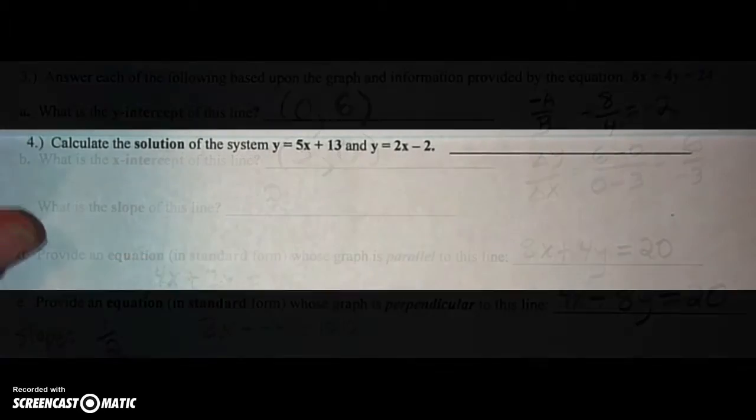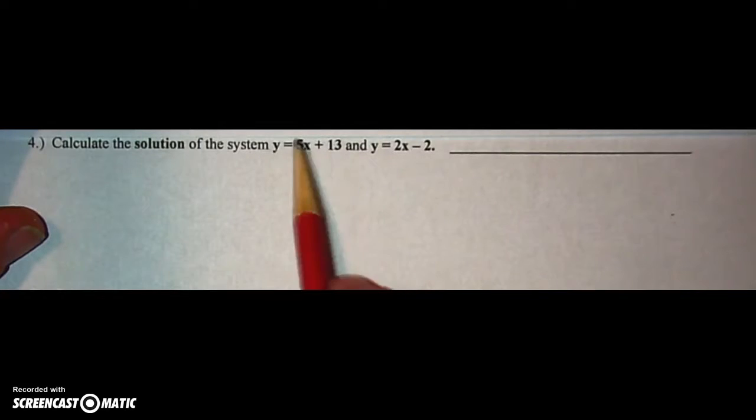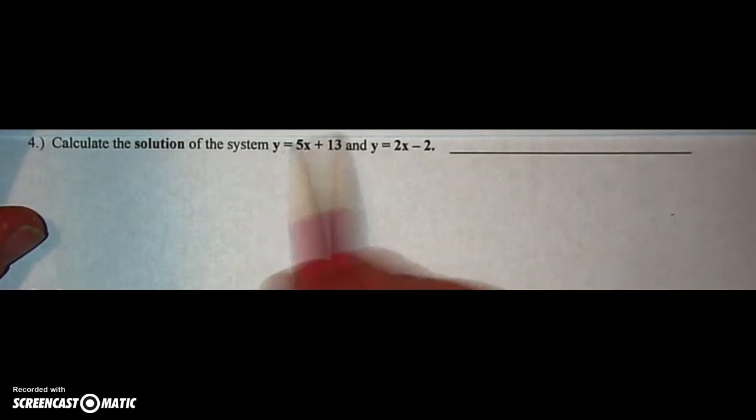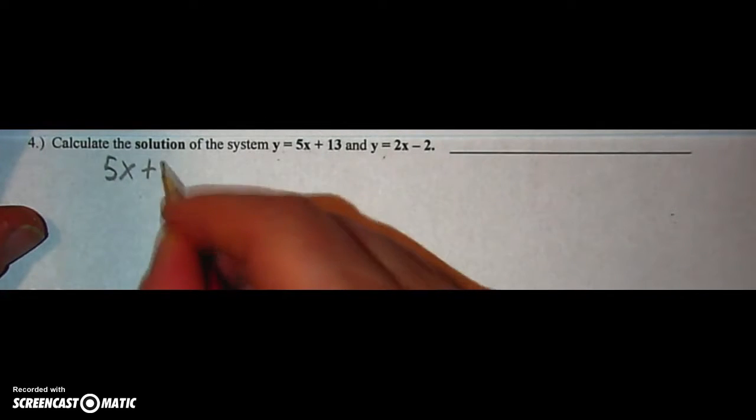Look at question number 4. It says, calculate the solution of the system y equals 5x plus 13 and y equals 2x minus 2. Well, we know both of these are in slope-intercept form, and we also know that if two things are equal to the same thing, we can set them equal to each other, and that's what helps us find the solution to this system. So since 5x plus 13 is equal to y and 2x minus 2 is equal to y, we can set these two equations equal to each other and find our common solution.